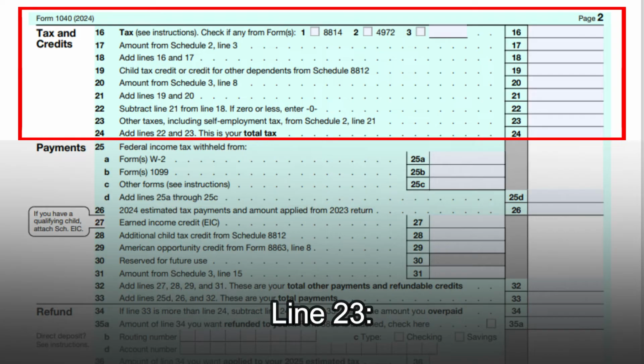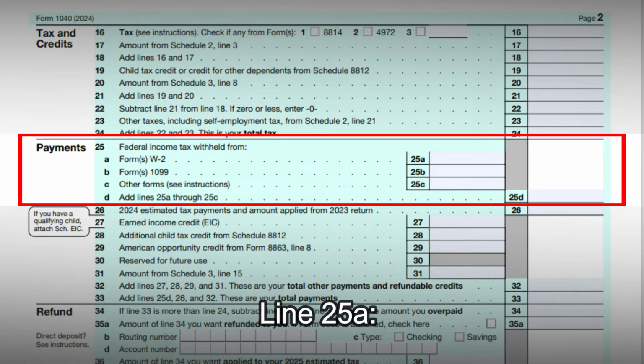Line 23, this is where you add any other taxes you owe, such as self-employment tax or additional taxes from Schedule 2, line 21. Line 24, the final step is to add lines 22 and 23, which gives you your total tax liability after all credits and adjustments.